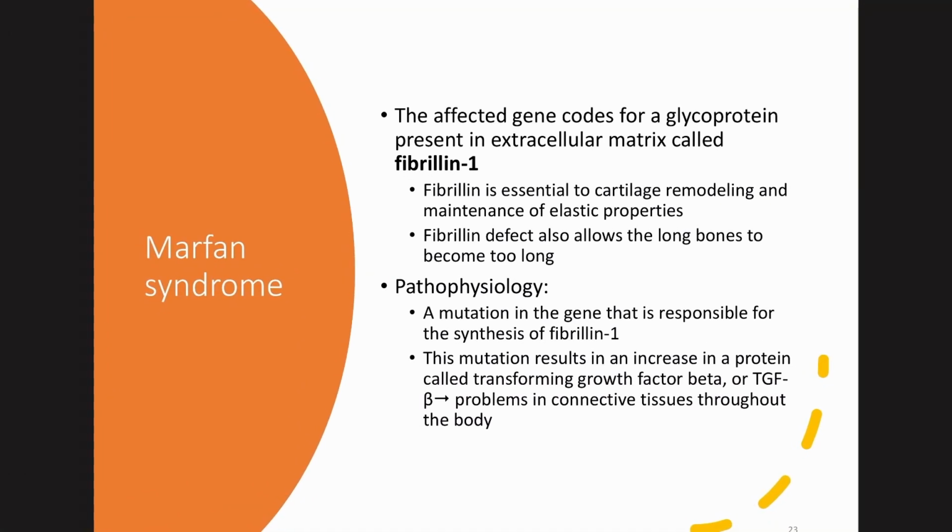So the gene that causes the Marfan issue is called fibrillin 1. Okay, fibrillin is essential to cartilage remodeling and maintenance of the elastic properties. So when you have a fibrillin defect, that allows the long bones to become way too long. So the defect is in this fibrillin 1. The mutation resulted in an increase in the protein called transforming growth factor beta, or TGF beta, which causes the problem with connective tissues in the body.